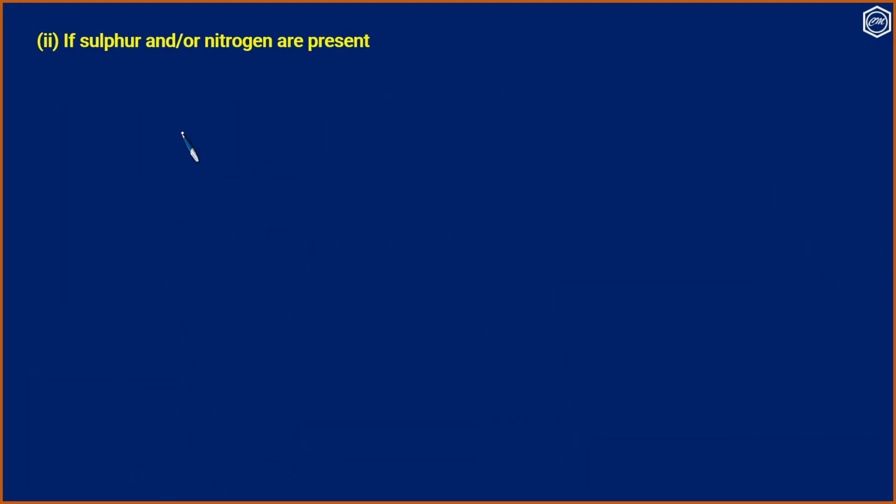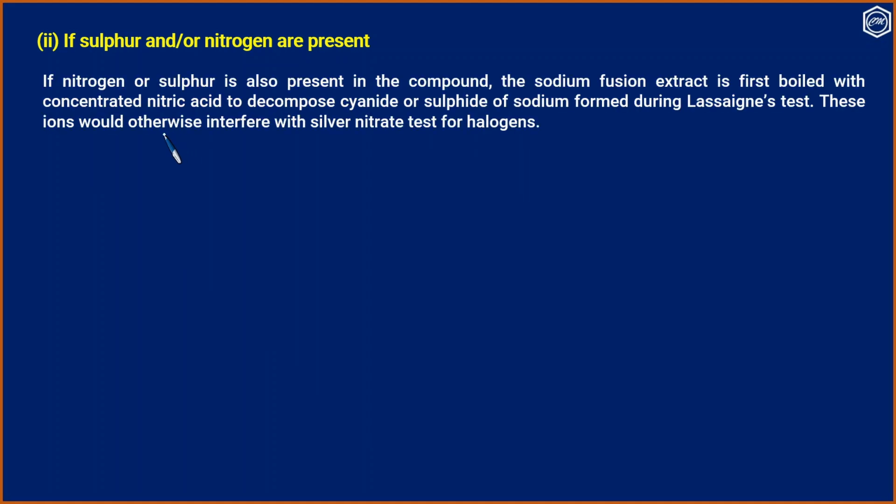The test for halogens must be modified if sulfur or nitrogen or both are present. If nitrogen or sulfur is also present in the organic compound, the sodium fusion extract is first boiled with concentrated nitric acid to decompose the cyanide or sulfide of sodium formed during Lassaigne's test. These ions would otherwise interfere with the silver nitrate test for halogens.